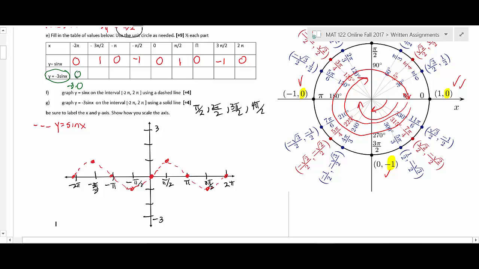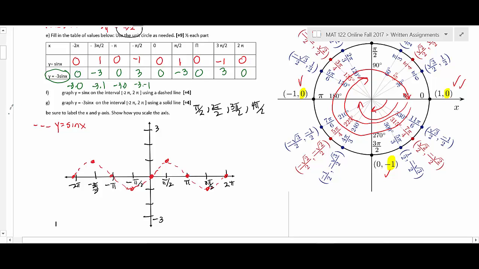Negative 3 times 0 is 0. Negative 3 times 1 is negative 3. Negative 3 times 0 is 0. Negative 3 times negative 1 is 3. And then the rest, let's just do in our head. So it's 3, negative 3, 0, 3, 0, like that.